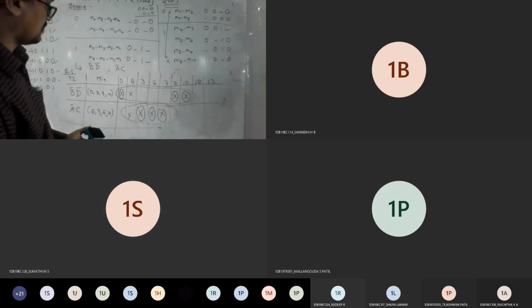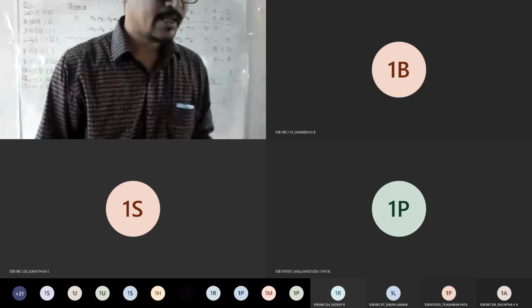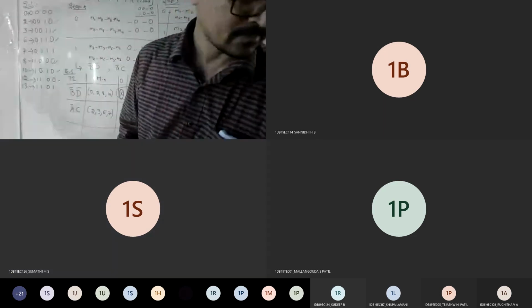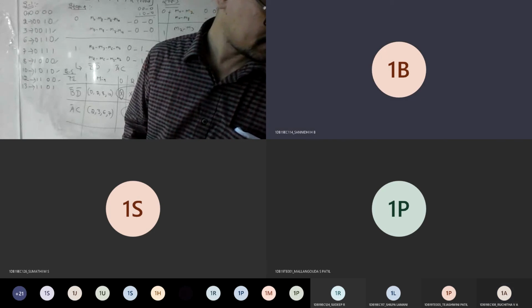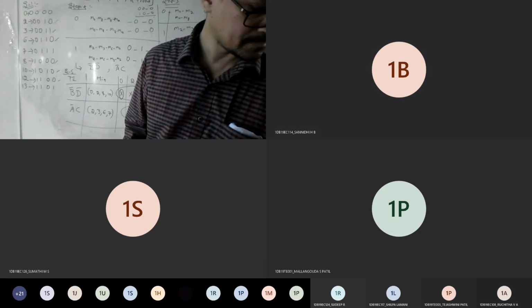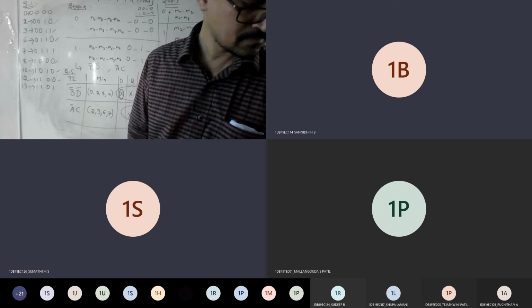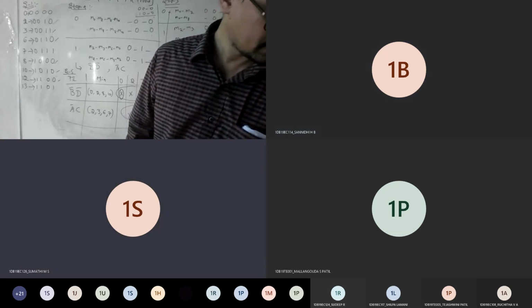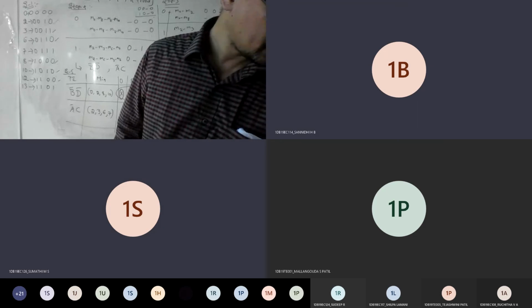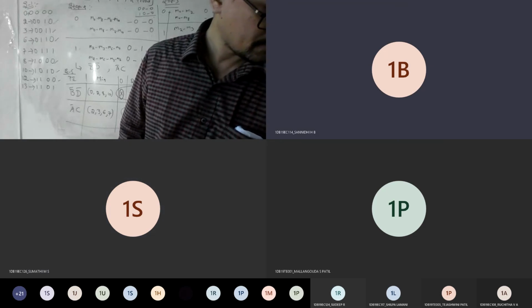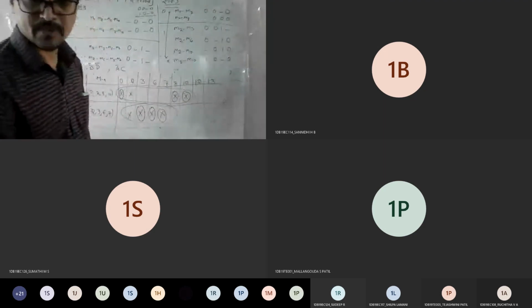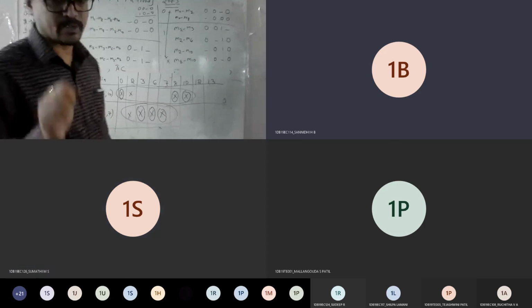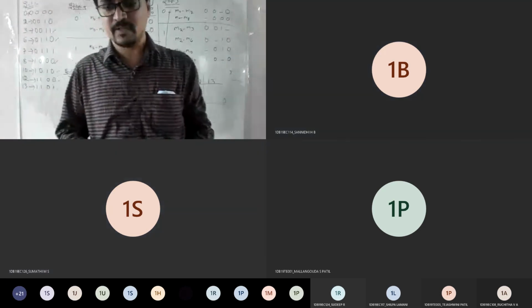So you should conclude the answer with the expression B bar D bar plus A bar C. Any doubts, anyone? Is it fine, everyone? Am I clear? You got the logic now of how to solve the problems? Okay, good. So that completes your Quine-McCluskey normal method.